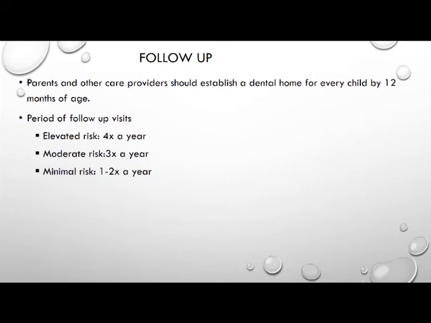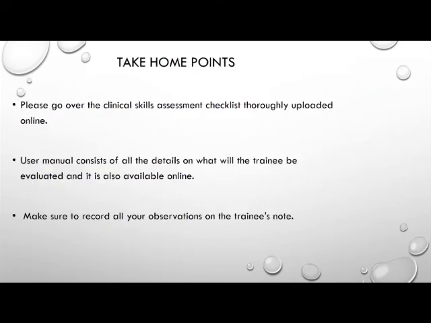Let's talk about follow-up. Parents and other care providers should establish a dental home for every child by 12 months of age, and a period of follow-up visits for high-risk patients. You could see them up to 4 times a year, moderate risk up to 3 times a year, and minimal risk 1 to 2 times a year would do.